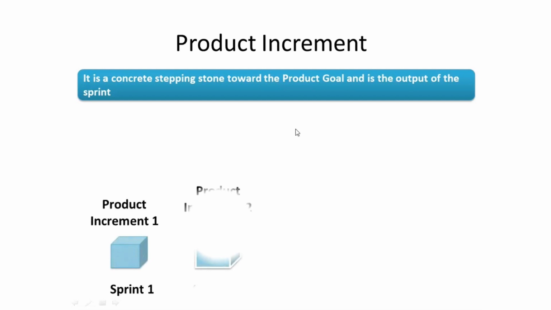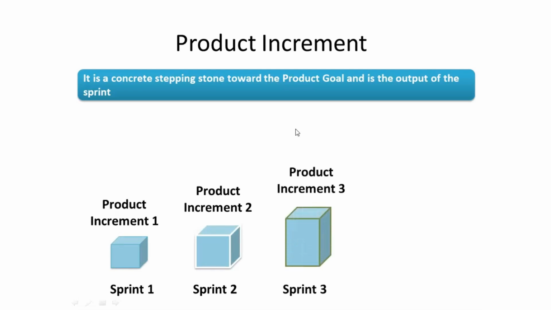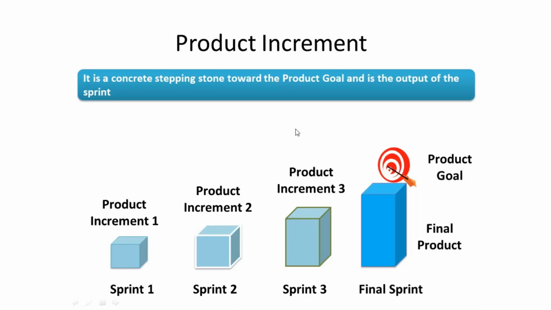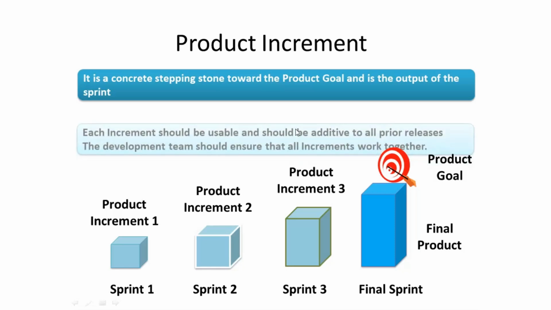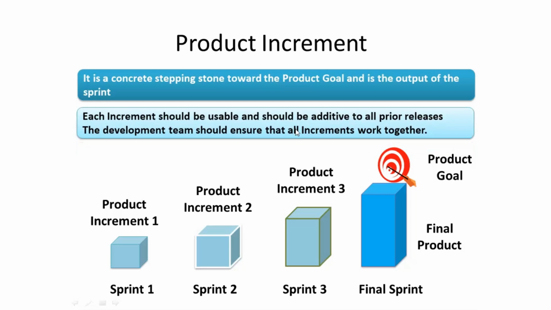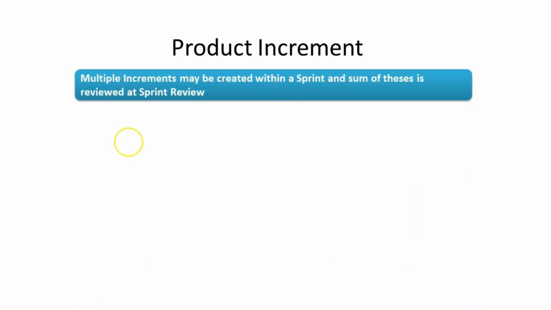In this diagram, it shows that sprint by sprint, a new, improved version of the product is developed and delivered. These incremental developments help in achieving the final product that meets the product goal. The development team should ensure that new increments are compatible with the past releases and the final product increment is in working state after the integrations with all the prior releases.